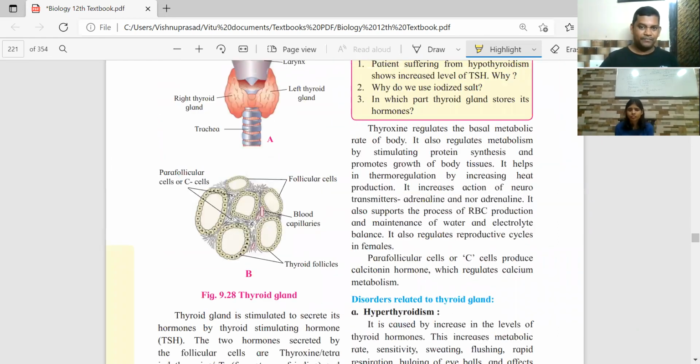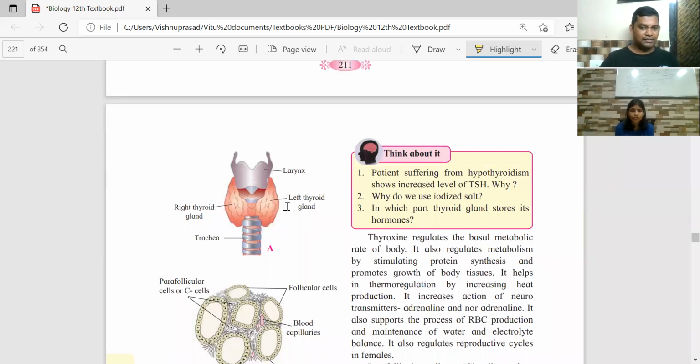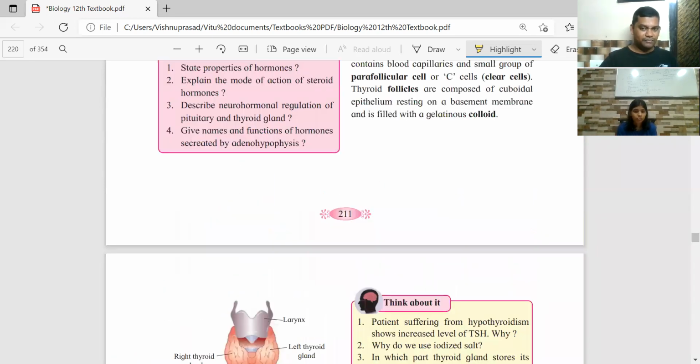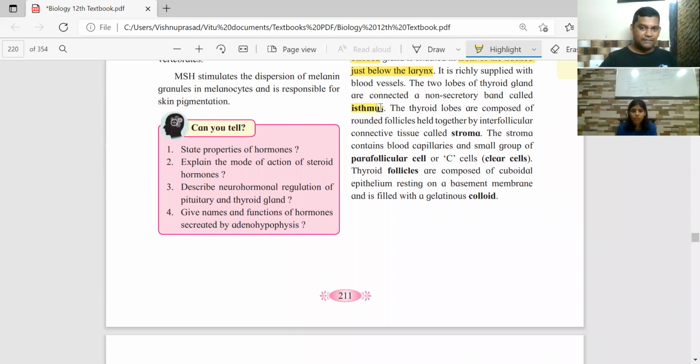The two lobes of the thyroid gland you can see here in the diagram. This is the two lobes. We call them the left and the right thyroid gland below the larynx, as you can see. And here the two lobes are connected by this tissue in the center. That connective tissue between the two lobes is called the isthmus. It is connected by a non-secretory band which is called the isthmus. Okay, got it.